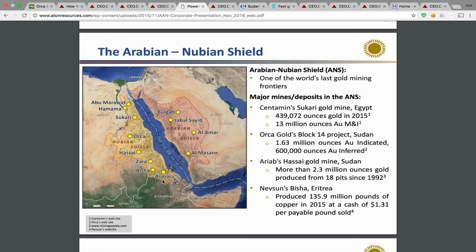And so this is another general reason that I like Orca so much, is that you've got all this activity. I don't own any shares in East Africa Metals. I do own some shares in Aton, but even if I didn't own shares in either of them, I'd be really excited about this because I love seeing new activity in these countries. Basically, all these countries are considered pretty risky, though somewhat surprisingly to me, a lot of Canadians and Americans are very open to investing in Nevsun when their core asset is Bisha.